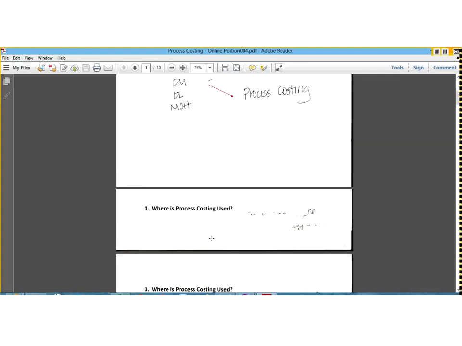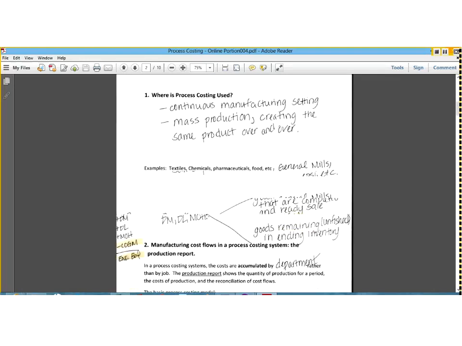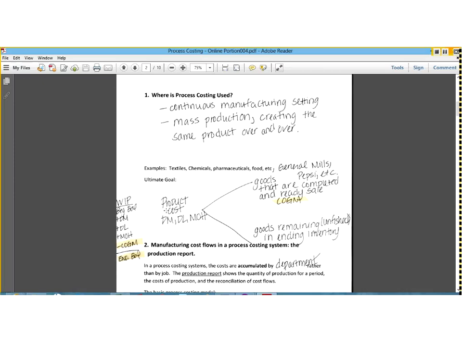So when do we use process costing? As I mentioned, process costing is used when we are doing mass production. Anytime we're creating the same product over and over, basically in a continuous manufacturing setting. What types of examples would use process costing? Well, this would be any textiles, chemicals, pharmaceuticals, so General Mills, Pepsi, etc. Basically anything we use in our day-to-day lives is process costing. It's mass production.